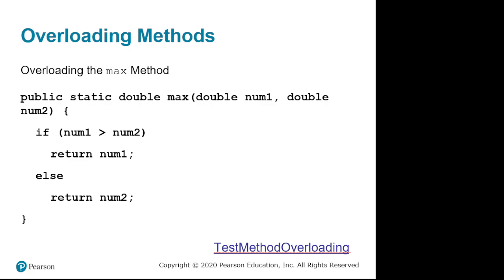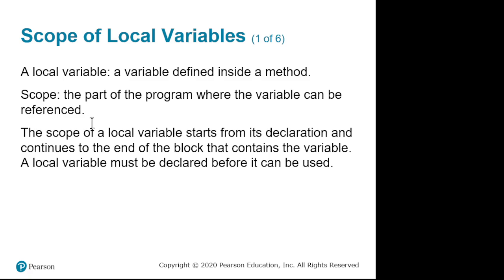One last thing that we want to talk about outside of overloading methods is the scope of variables. And it's really important, and we've seen this with for loops, but a variable exists only inside of the brackets it's in. And so we're going to call these local variables. A local variable is a variable defined inside of a method or a loop or some other reference block. And the scope is the part of the program where that variable can be seen.